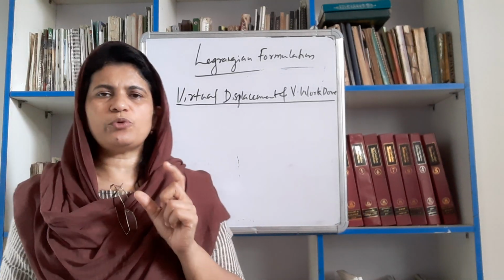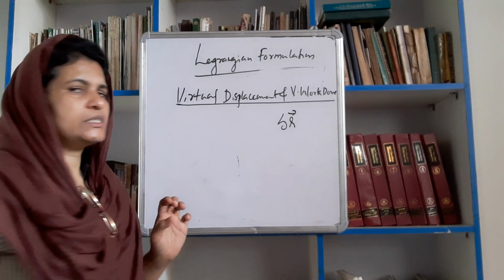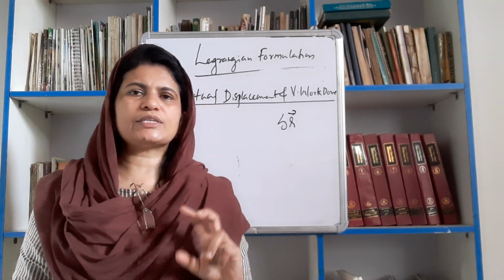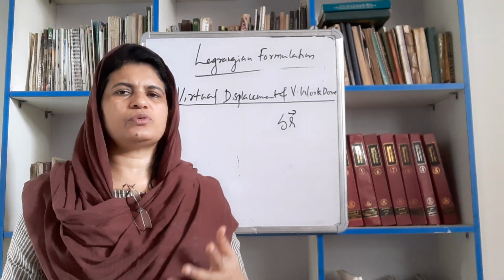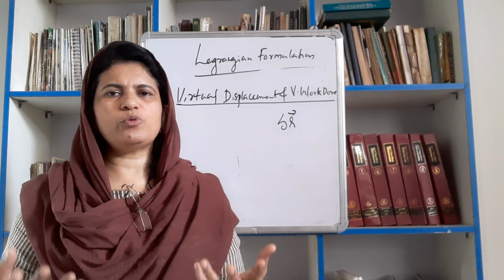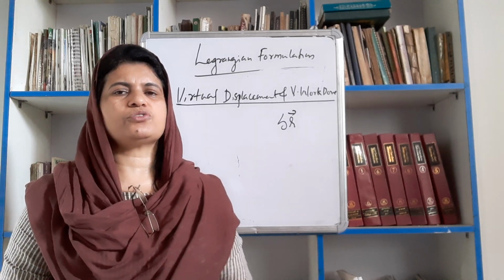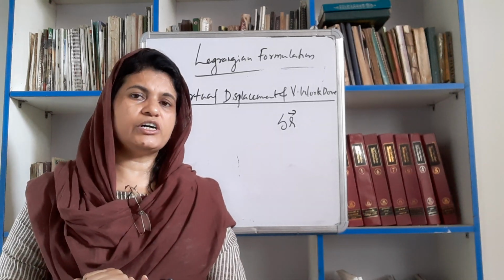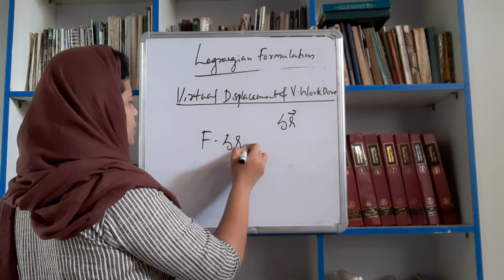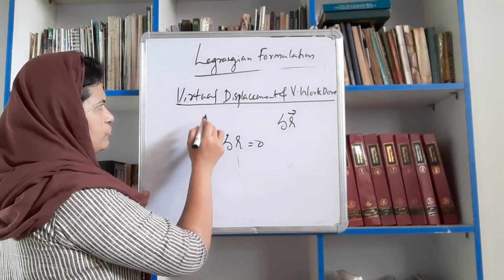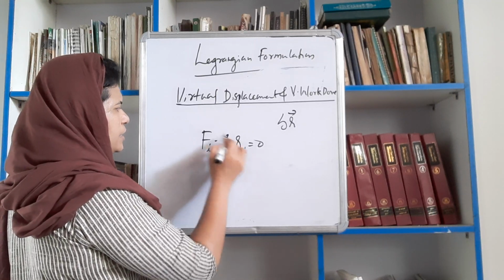Virtual displacement is a very small displacement. It is usually expressed as delta r. It's a vector. But the thing is that there is no actual movement, no physical displacement, no actual movement of particles, and then that displacement is called a virtual displacement. The work done because of the virtual displacement is equal to 0, that is, F dot delta r is equal to 0. This is called virtual work done, or for the ith particle, Fi dot delta ri is equal to 0.